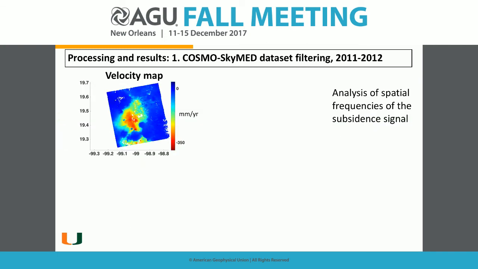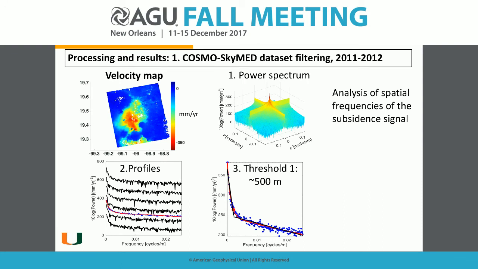Processing the first data set, Cosmo-SkyMed, we have this result of a velocity map. Then we want to decompose this subsidence signal into components based on the wavelength or the spatial frequencies of the subsidence signal. To do that, we first analyze the power spectrum of the subsidence signal in the frequency domain, and we take several profiles of this power spectrum, which are the ones over here. We calculate the average, we calculate the best fit model, and then with this best fit model, which is the red line, we segment the model, and we find a threshold of 500 meters, which is one of the thresholds we're going to use for the filter.